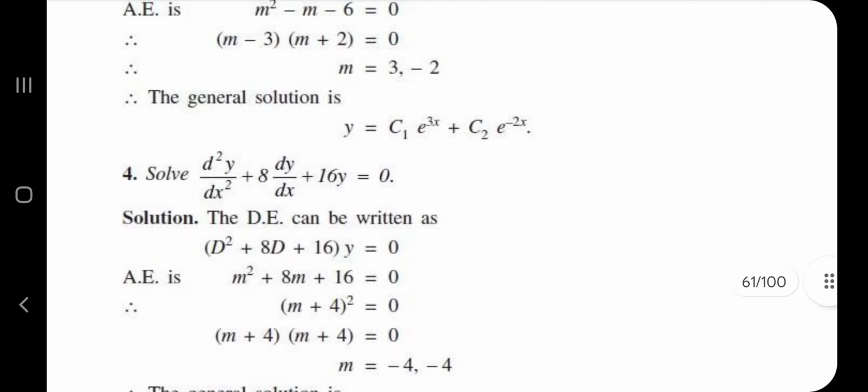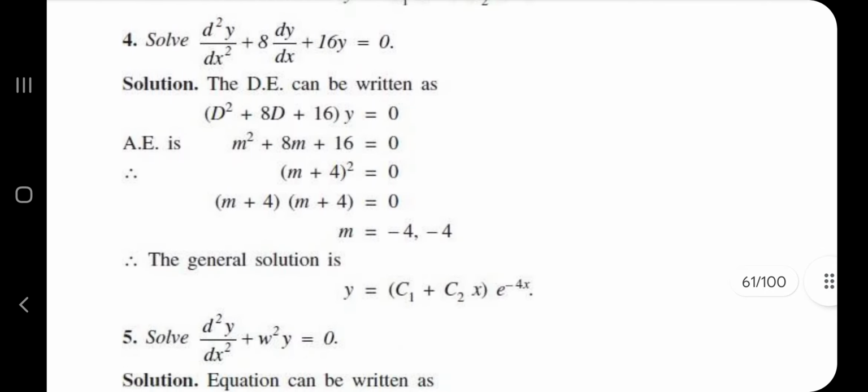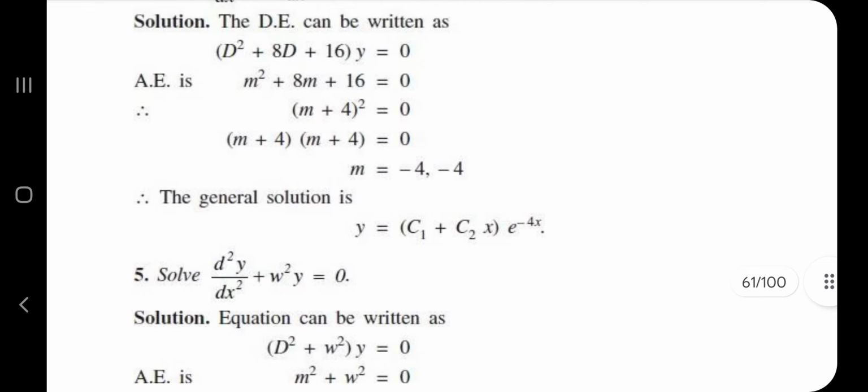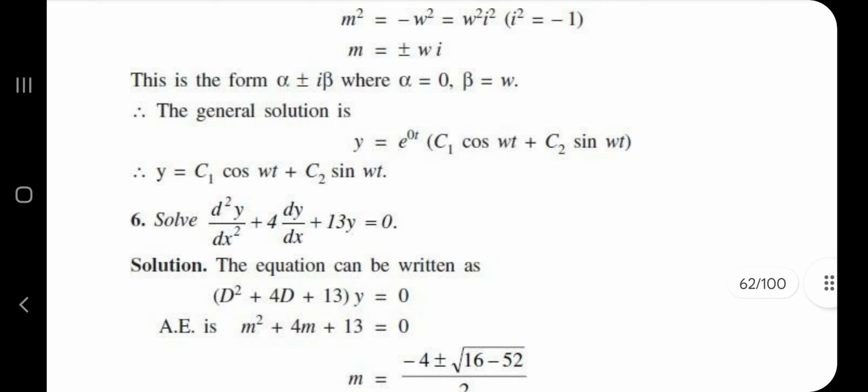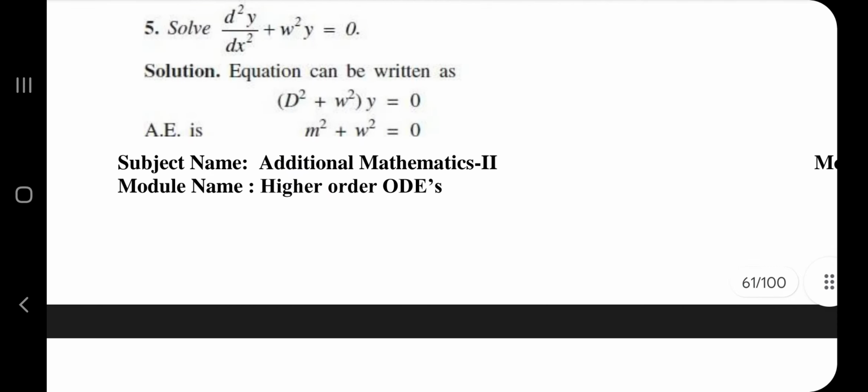The same goes for these as well. If the roots are real and equal, what are we supposed to do? The solution is (c1 + c2x) e^(-4x), where minus 4 is the repeated root. And for the imaginary case, I'll also explain what you're supposed to do.